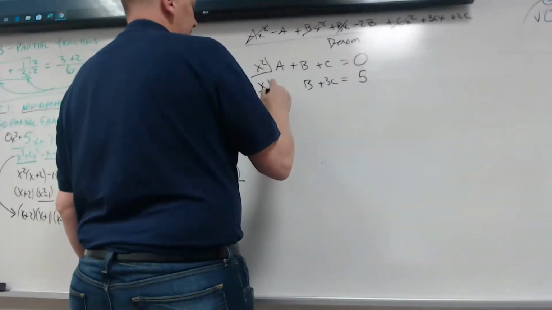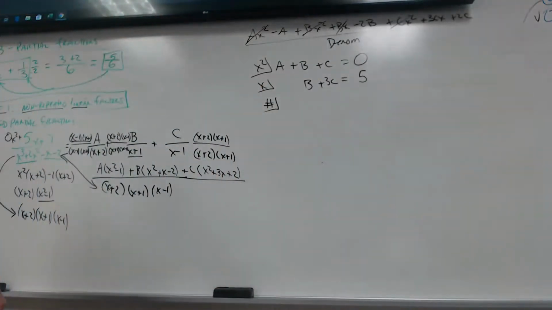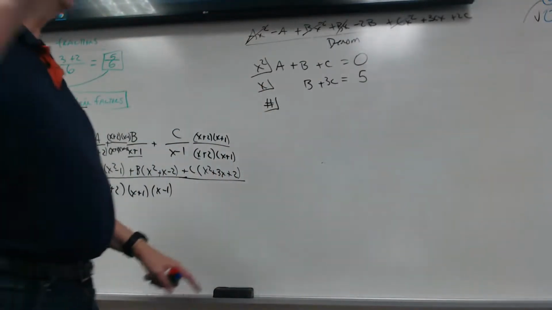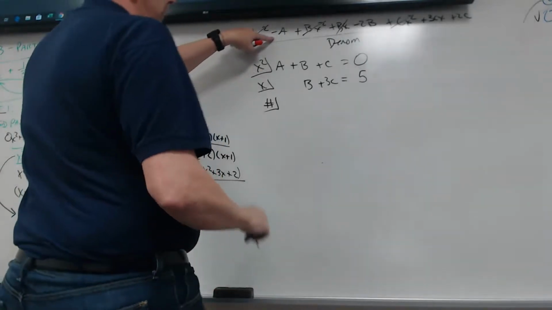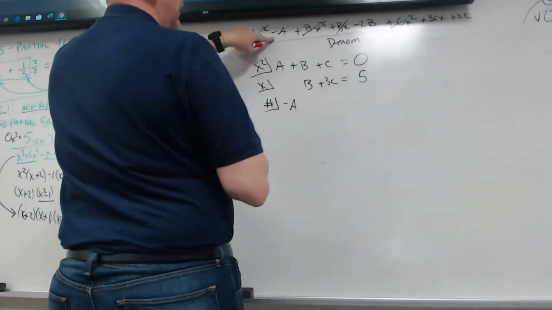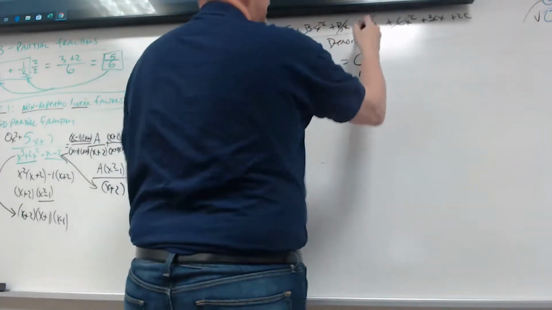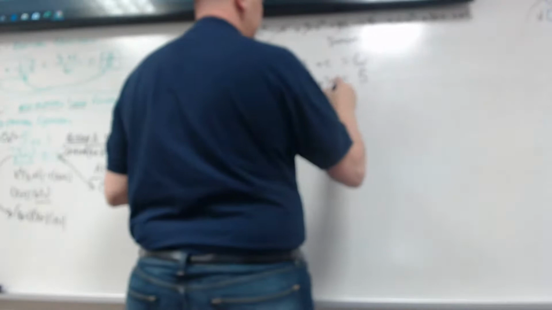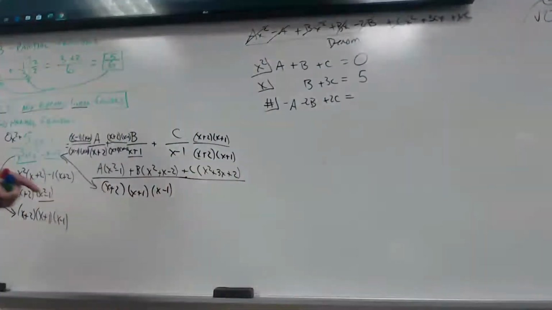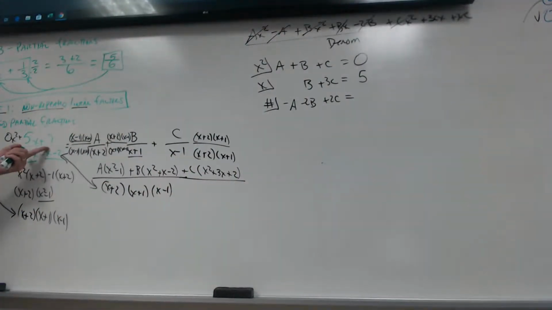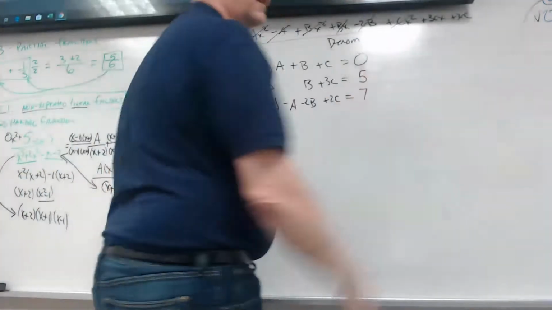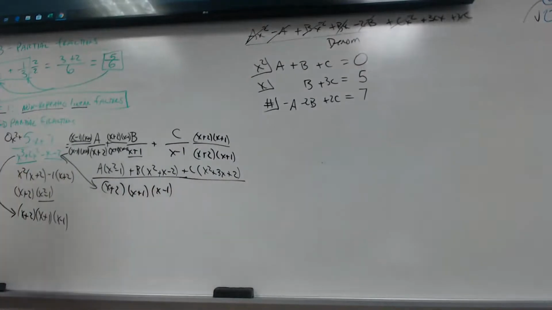Now I have to do the same thing with the number term. Hallie, what do I have left? Negative a, minus 2b, plus 2c equals, now that has to equal my number term, which is 7. Three equations, three unknowns. How do I solve this, Eunice?